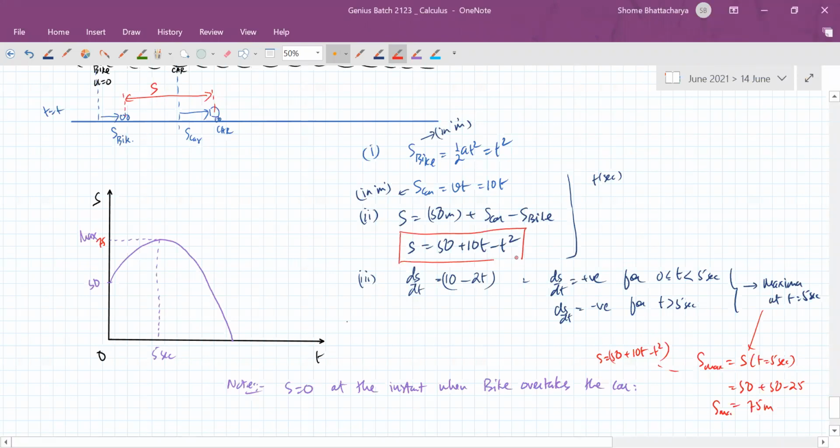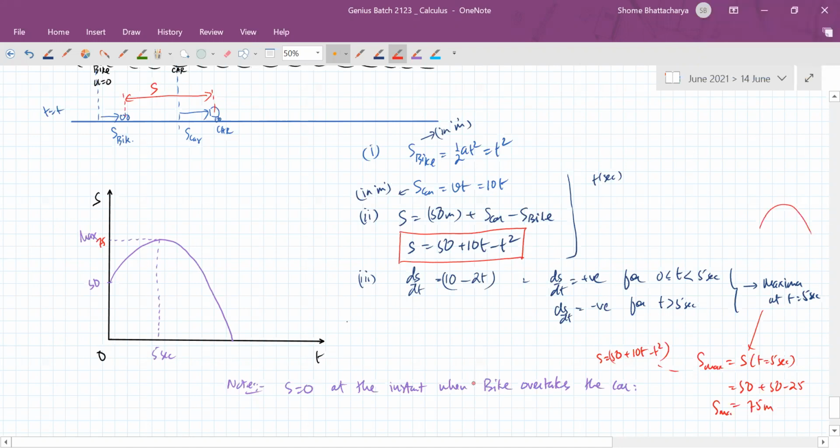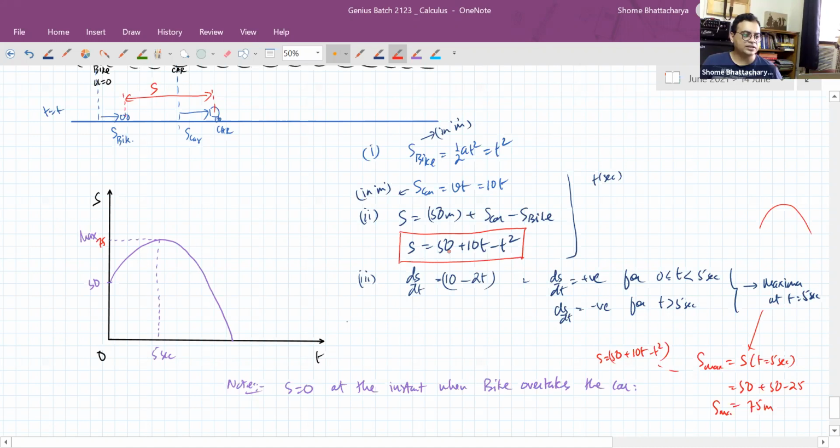So in general, you can see it's a quadratic function, so it will be a parabola. And you have an idea that it will be a parabola pointing downwards because the coefficient of t square is negative, no? So it will be a parabola of this kind of shape. Now, what other information do we have? That parabola has to start from S equal to 50 at t equal to 0. So this is the starting point.